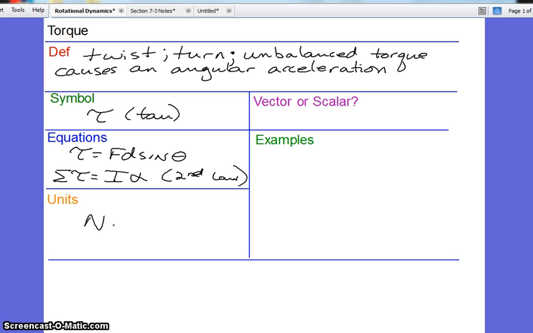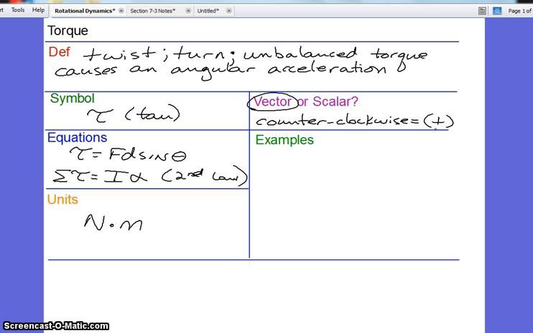Units are still a Newton times a meter. We can see that from the first equation: force is in Newtons, times distance, which is in meters. It is a vector where counterclockwise is going to be positive.